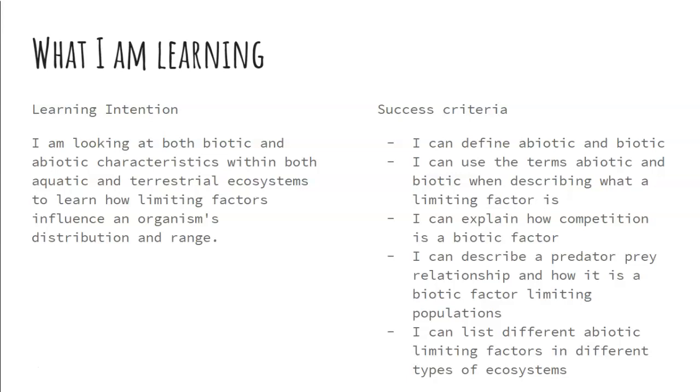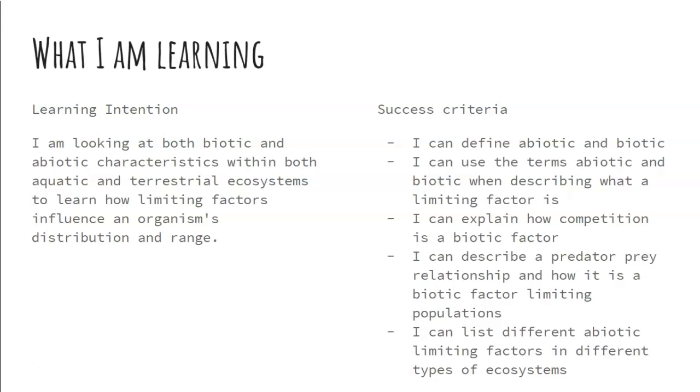The success criteria. You have to be able to define abiotic and biotic. You have to be able to take those terms and use them when describing what a limiting factor is. If you're forgetting what a limiting factor is, we learned about it in our vocab a couple lessons ago. Go back and refresh your memory.